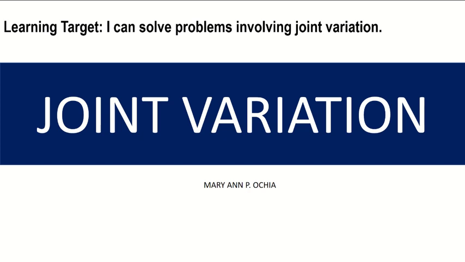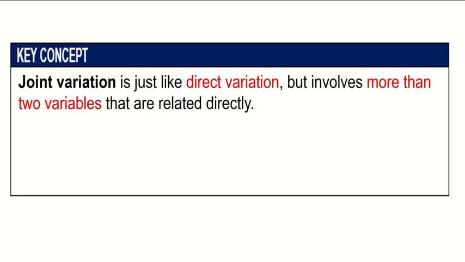So what is a joint variation? How does it differ from direct variation? Joint variation is just like direct variation, but it involves more than two variables that are related directly. Now, as you can see, in direct variation, we only have two variables. We have one dependent variable in direct variation.